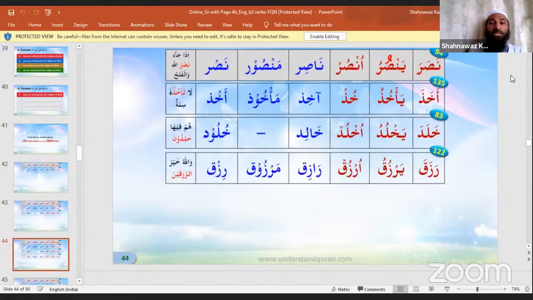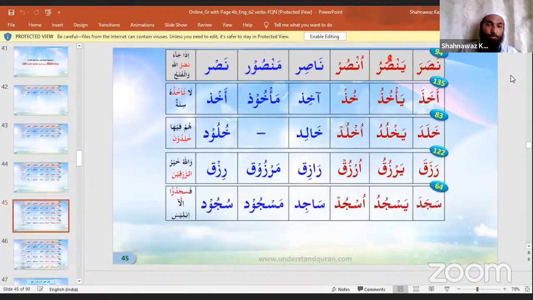Razaqa, he gave risk. Yarzuku, he is giving risk. Urzuk, you give risk. Razik, the person who gives risk. Marzuk, the thing that is given as risk. Rizqun is the verbal noun.